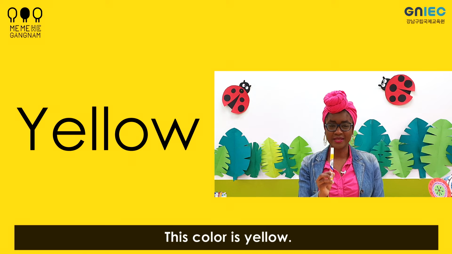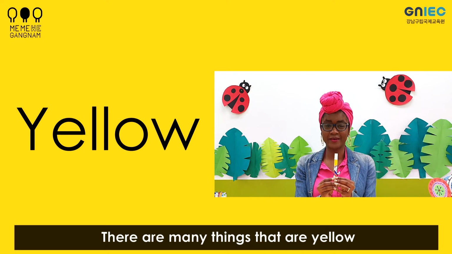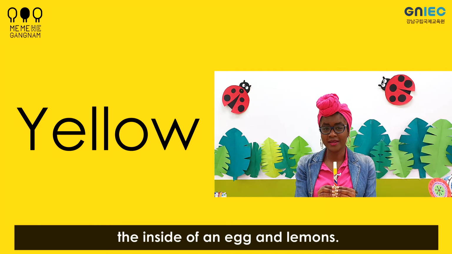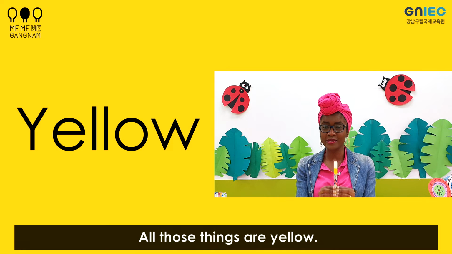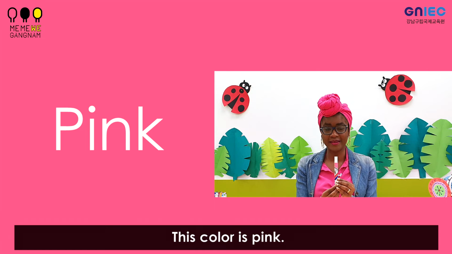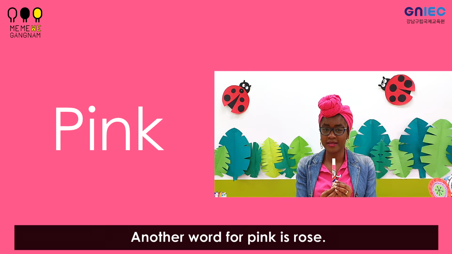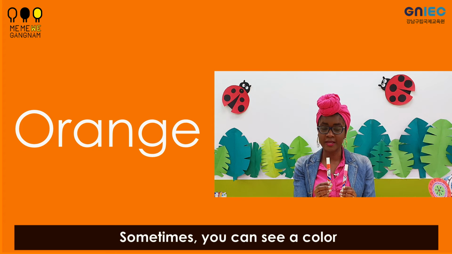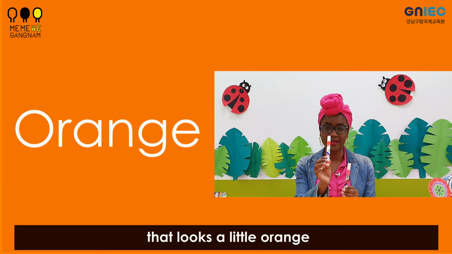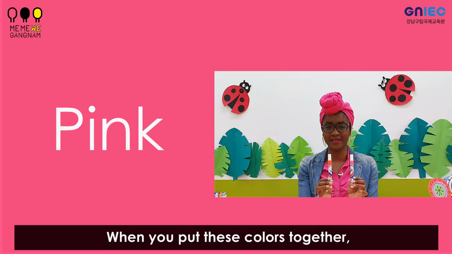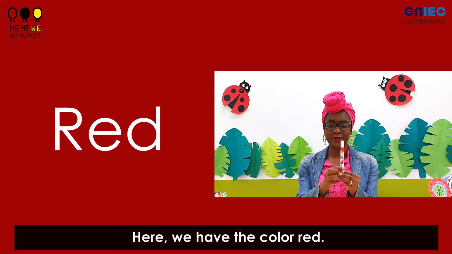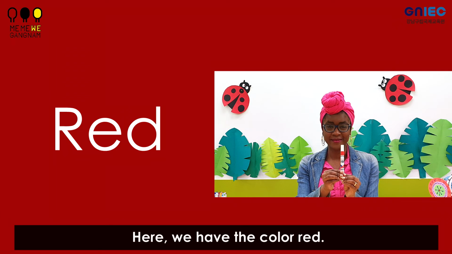This color is yellow. There are many things that are yellow, like the sun, the inside of an egg, and lemons. All those things are yellow. This color is pink. Another word for pink is rose. This color is orange. Sometimes you can see a color that looks a little orange and a little pink. When you put these colors together, that color is called coral. Coral.